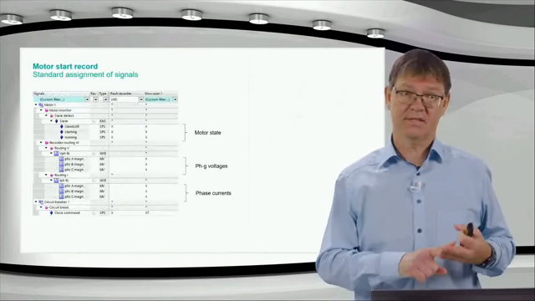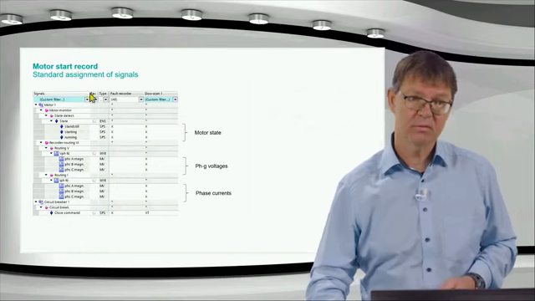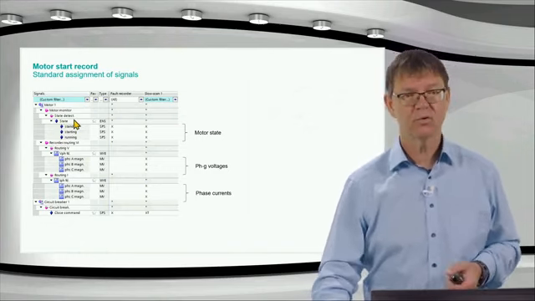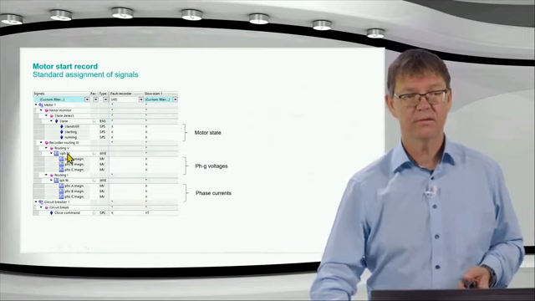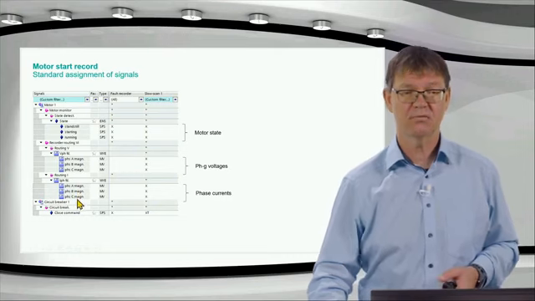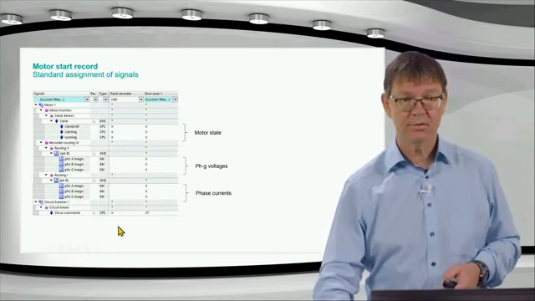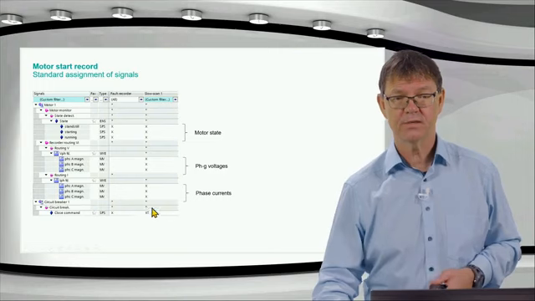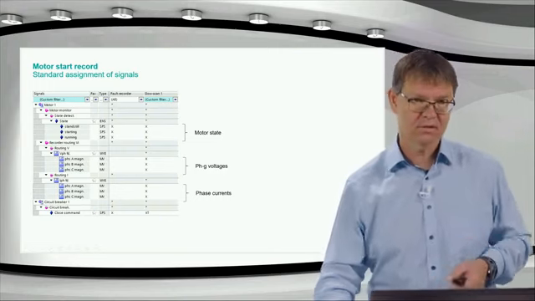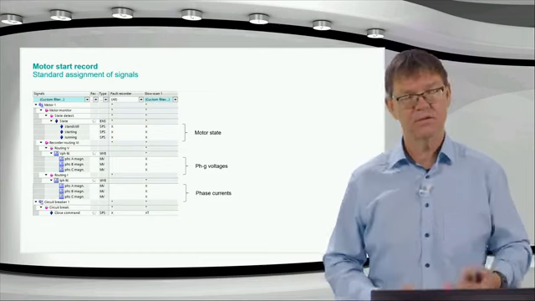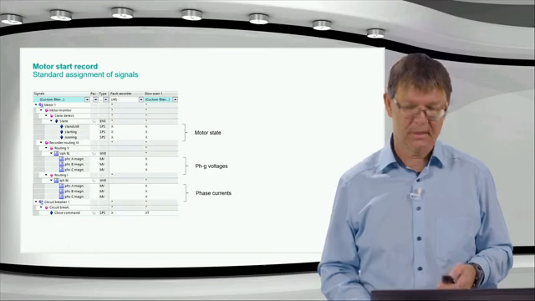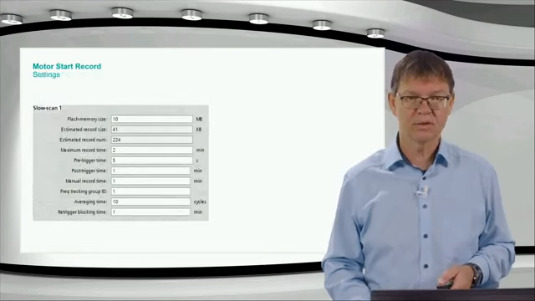Okay, what do we have assigned? This is a part of our assignment matrix, the information routing matrix. The state of the motor: standstill, starting, running; the phase-to-ground voltages, and the phase currents, and also the close command of the circuit breaker. And so you see here XT, the T is the trigger condition. So this is our standard setting: if there is the close command of the circuit breaker, then we start this motor start record.